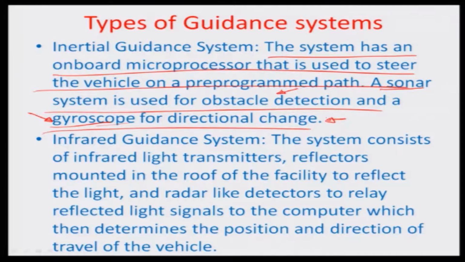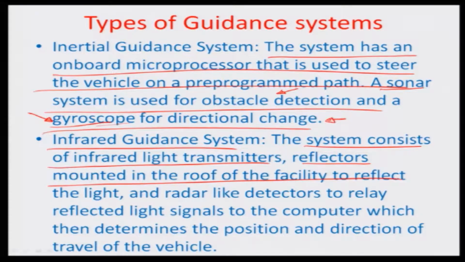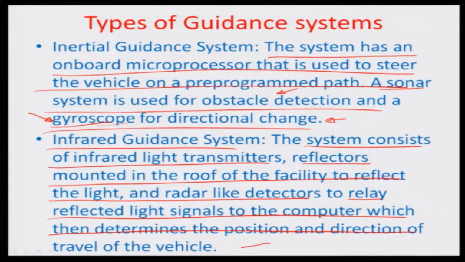There is also an infrared guidance system where the system consists of infrared light transmitters and reflectors mounted on the roof of the facility where this AGVS system needs to be installed. These reflectors reflect the light, and the radar-like detectors relay the reflected light signals to the computer, which then determines the position and direction of travel of the vehicle. So you can program from a control station where the AGV has to go, and so on and so forth.